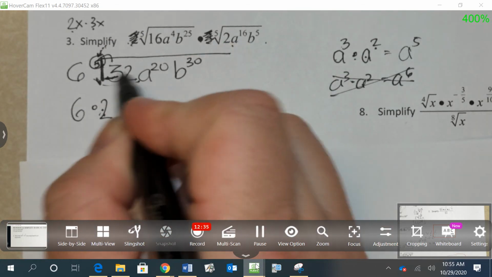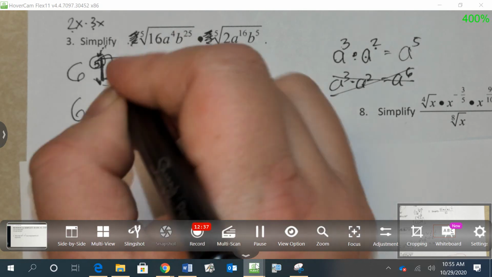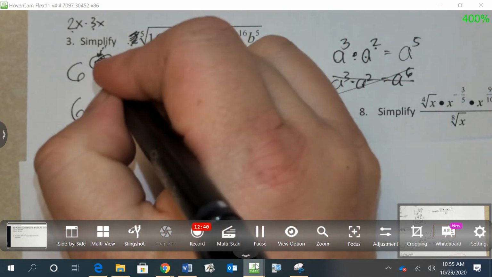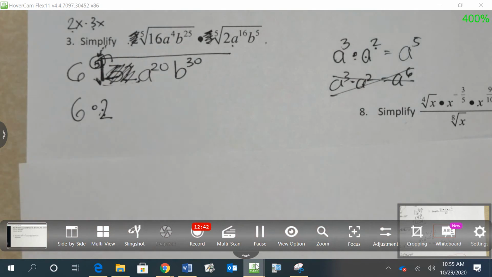So I just evaluated the 32 out of this radical, and like I did above, once I've taken care of it, I like to cross it out so there's no confusion.